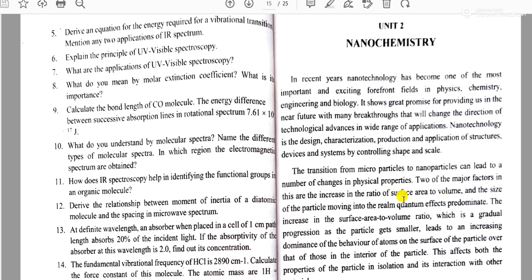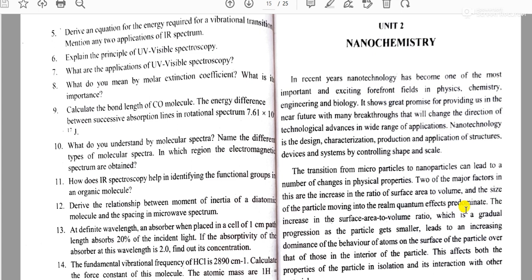Okay, and the second factor is that the quantum confinement effect will predominate in these particles. Confinement refers to the charge carriers. We know that electrons and holes are the charge carriers in these systems. So when these materials are reduced in size, these charge carriers are confined to a particular region. That is, between 1 to 100 nanometers, these charge carriers will be confined.